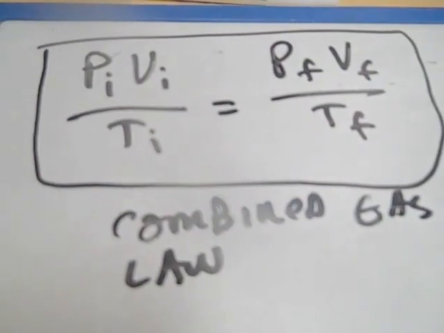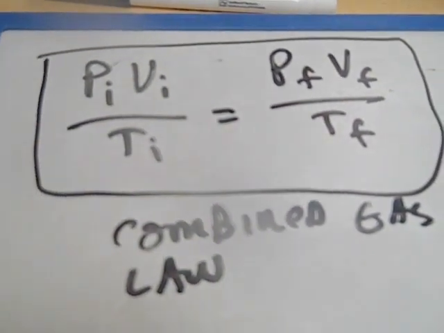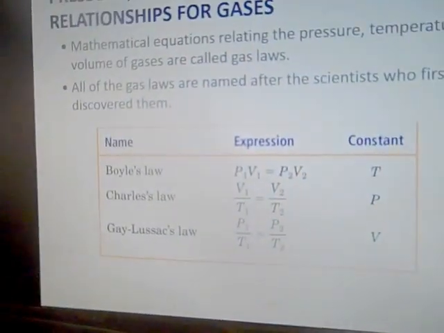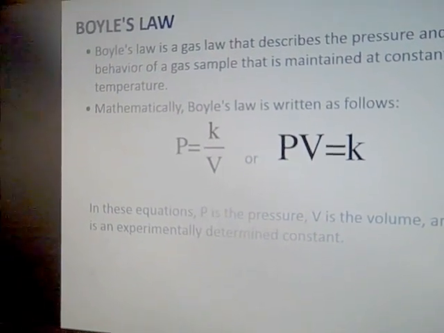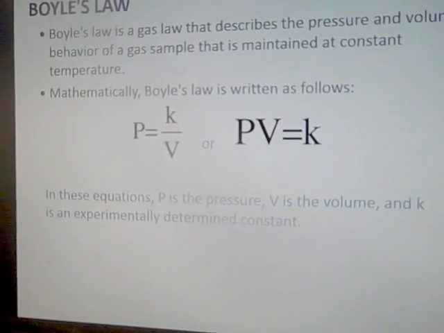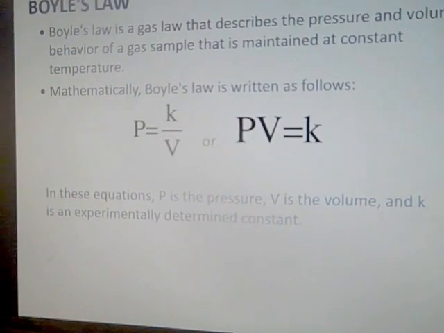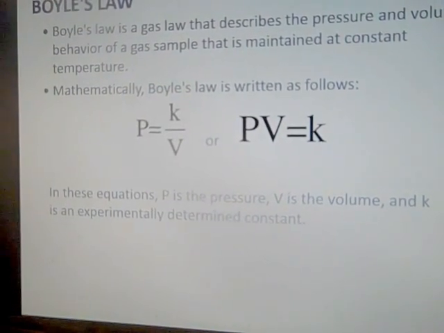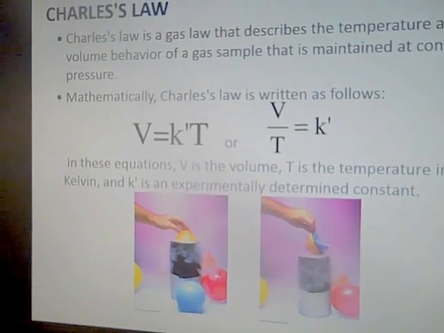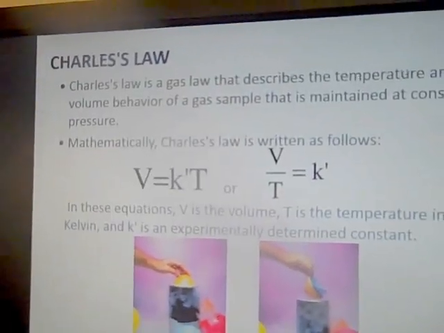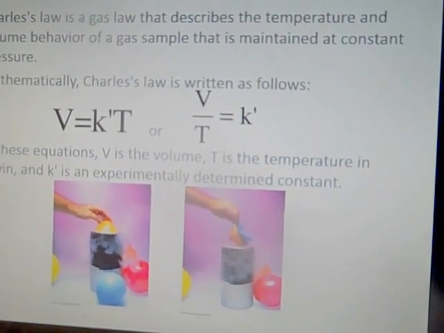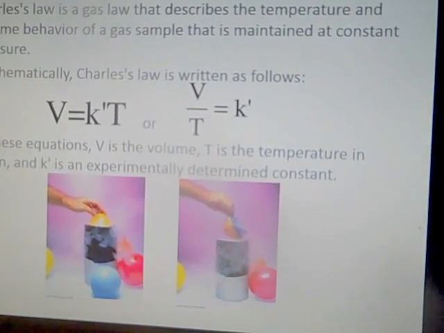All right, so let's go ahead and talk about how this is used. So that's Boyle's law, and that's how we came up with PiVi is equal to PfVf. And then this is Charles' law here, so this is how we can come up with Vi/Ti is equal to Vf/Tf.